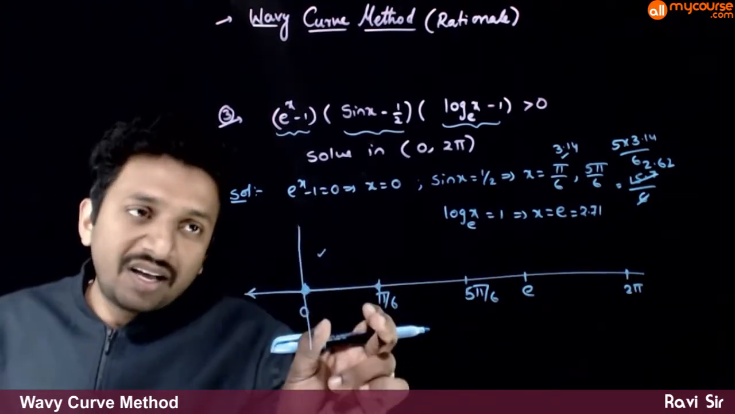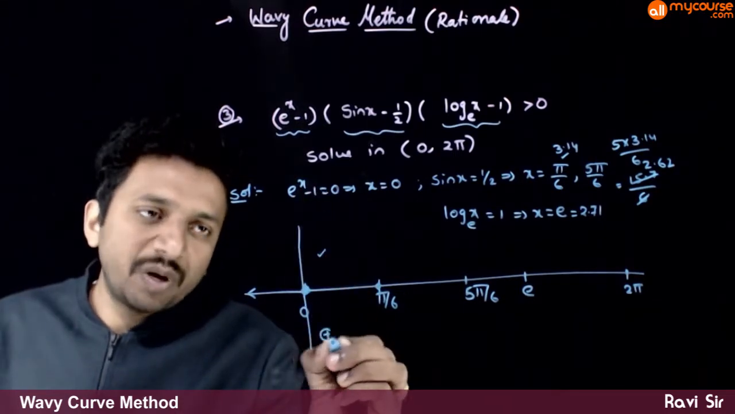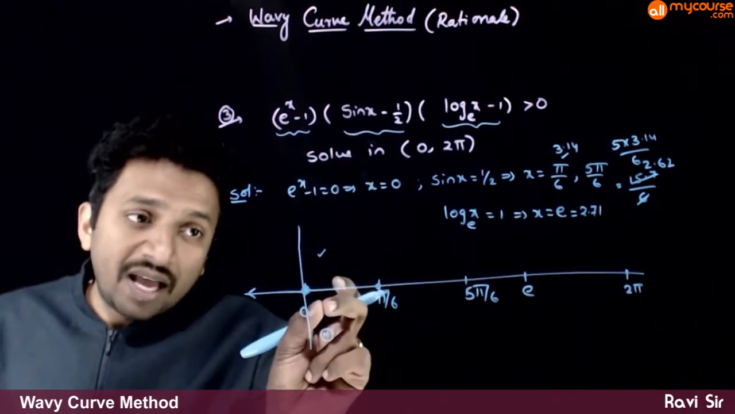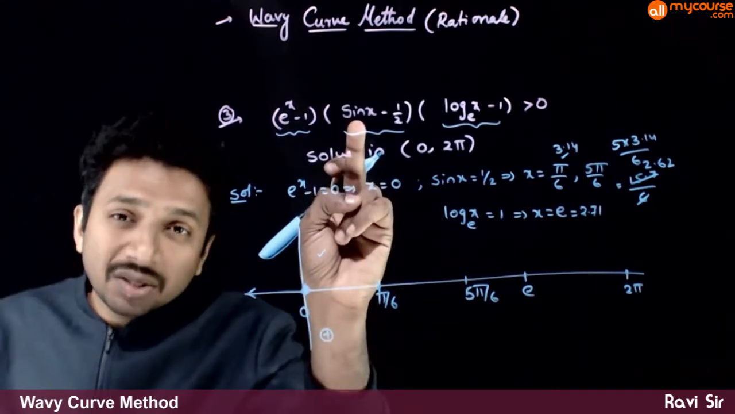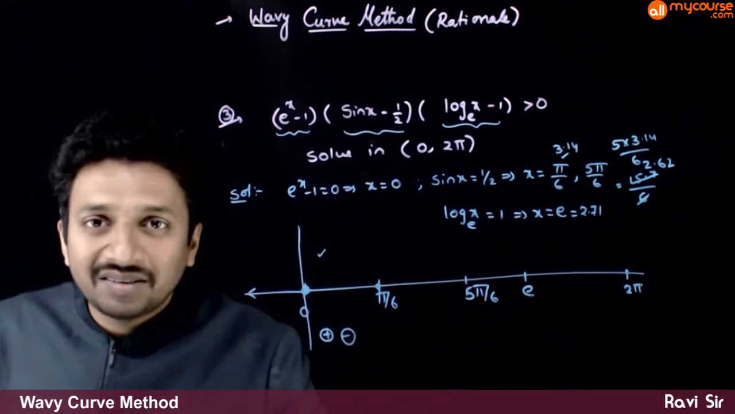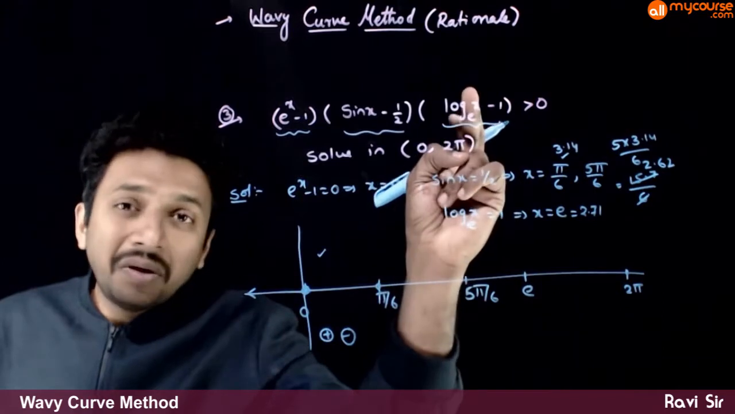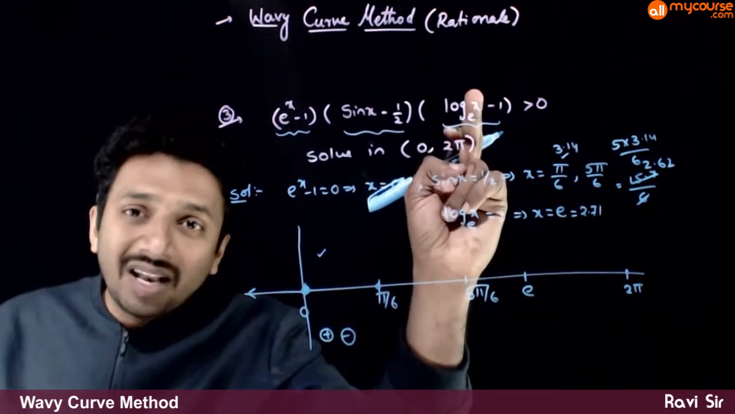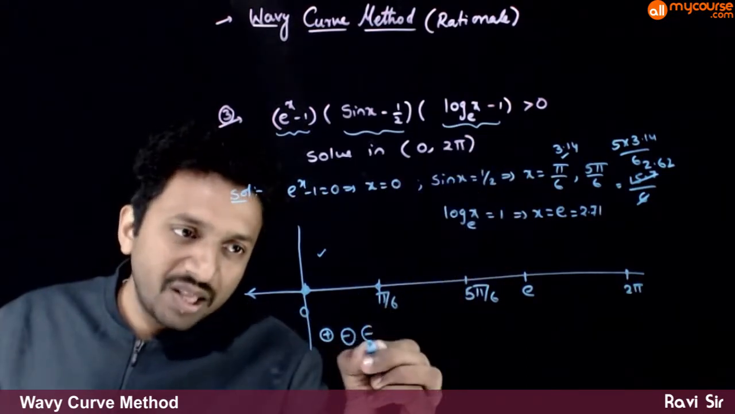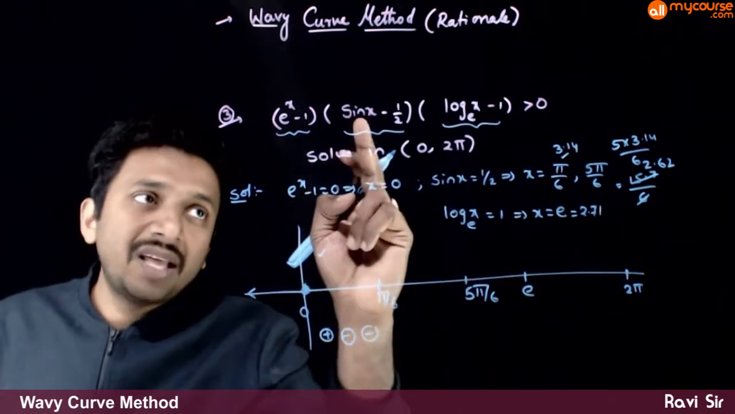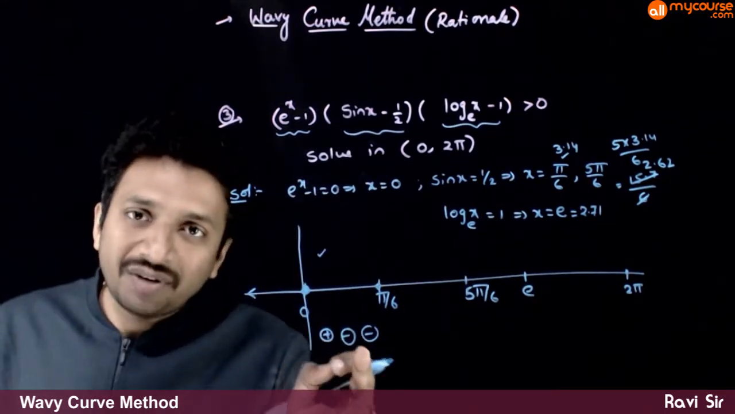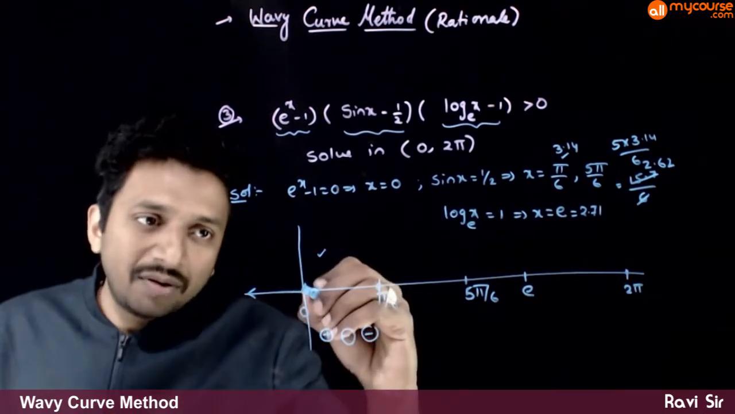So when x is greater than 0, my first expression is positive, right? Around x is equal to 0, sin x is close to 0, so sin x minus half is negative, right? And around x is equal to 0, log x is negative infinity, so minus infinity minus 1 is also negative. So the first expression is positive, the other two are negative. If you multiply these three, positive into negative into negative is positive. So you have to go up.